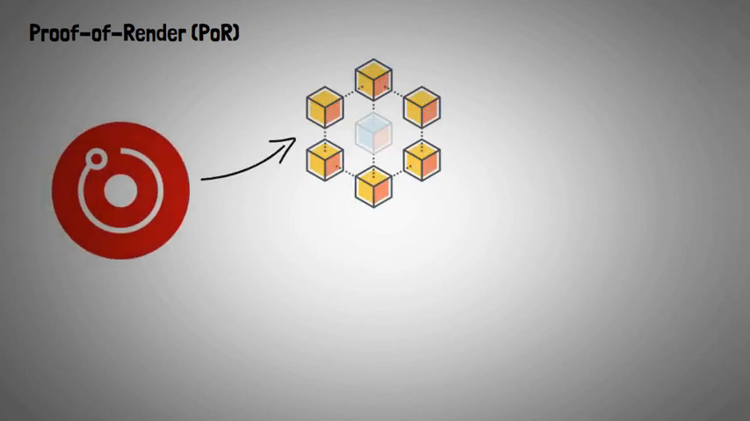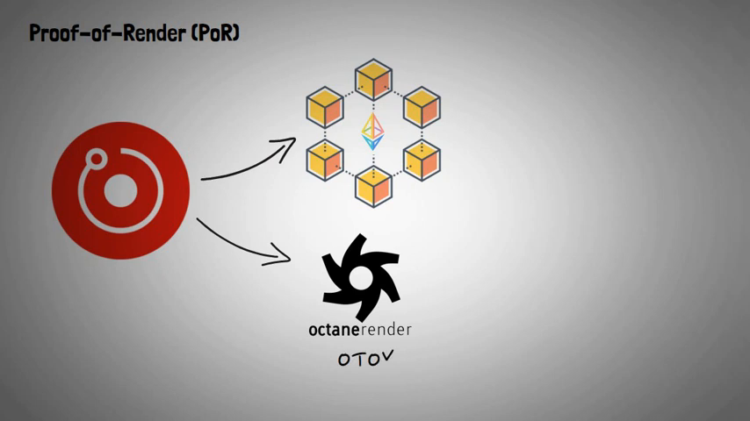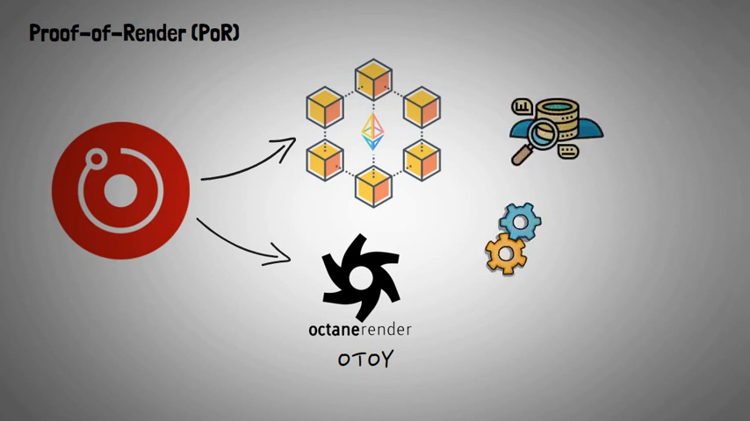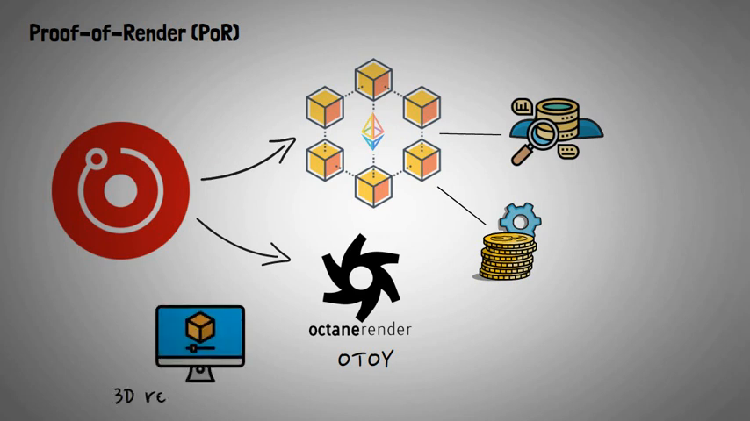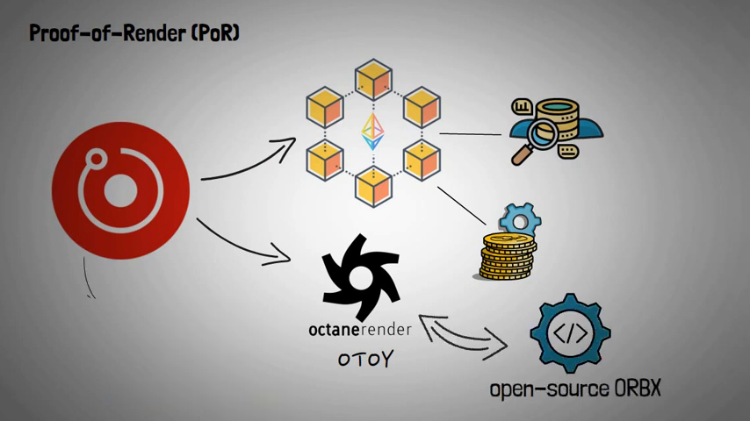Now, let's look into Render Network's Proof of Render governance system. The Render Network is built on the Ethereum blockchain and Octane Render, a rendering application developed by OTOY, which is the graphics software company behind the Render Network. The project's data verification and payment processes rely on Ethereum, and the 3D rendering work is facilitated and completed using Octane Render in conjunction with the open-source Orbx media and streaming framework for additional rendering efficiency.